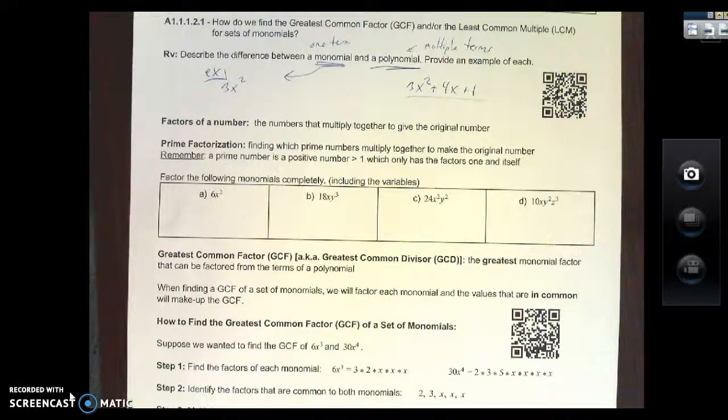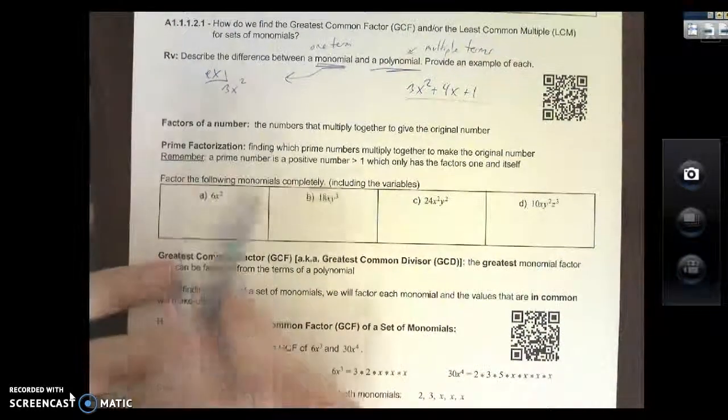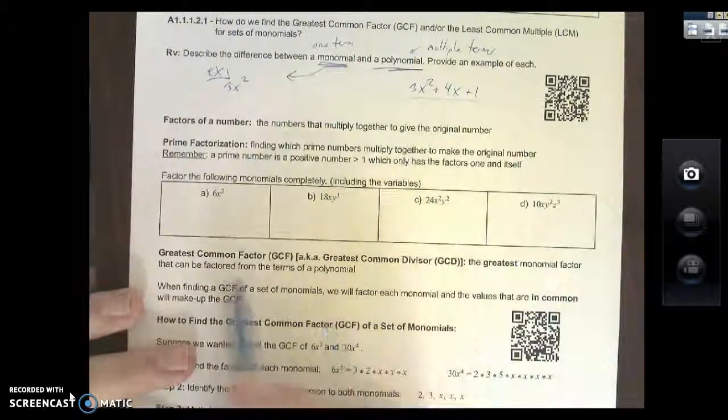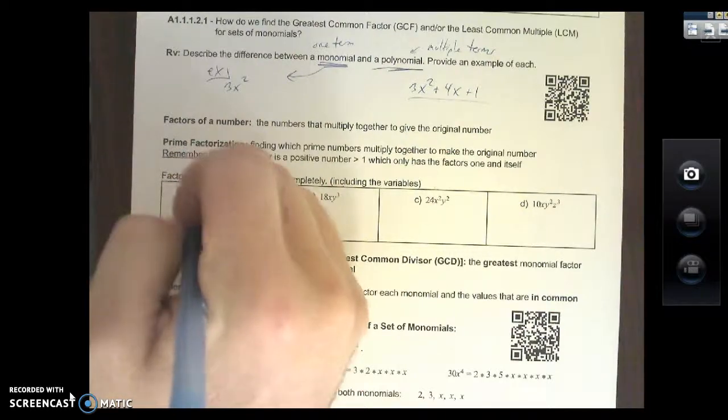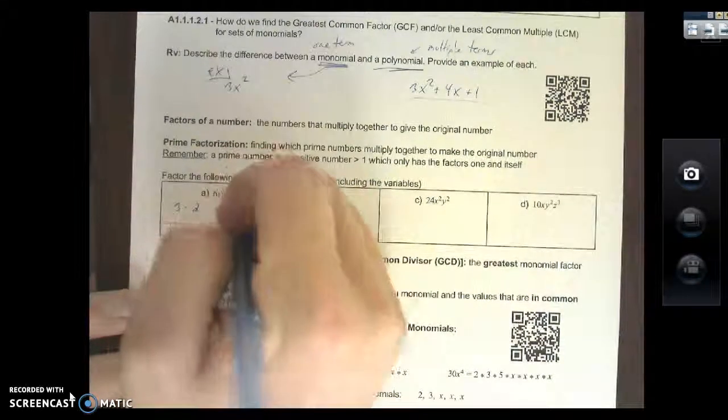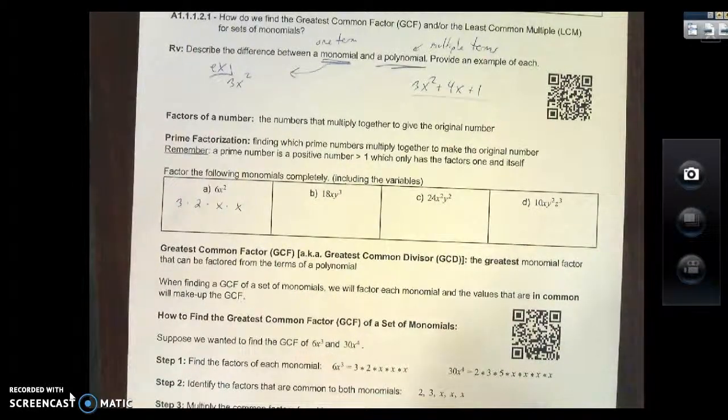Alright. So for the first part here, it says factor the following monomials completely, including the variables. What they mean by this is rewrite this as different terms as all prime numbers. So for 6, you're looking for, we couldn't do 1 and 6 because 6 is not prime, but you could do 3 times 2 because they're both prime, and we can break up x squared to be x times x. Okay?